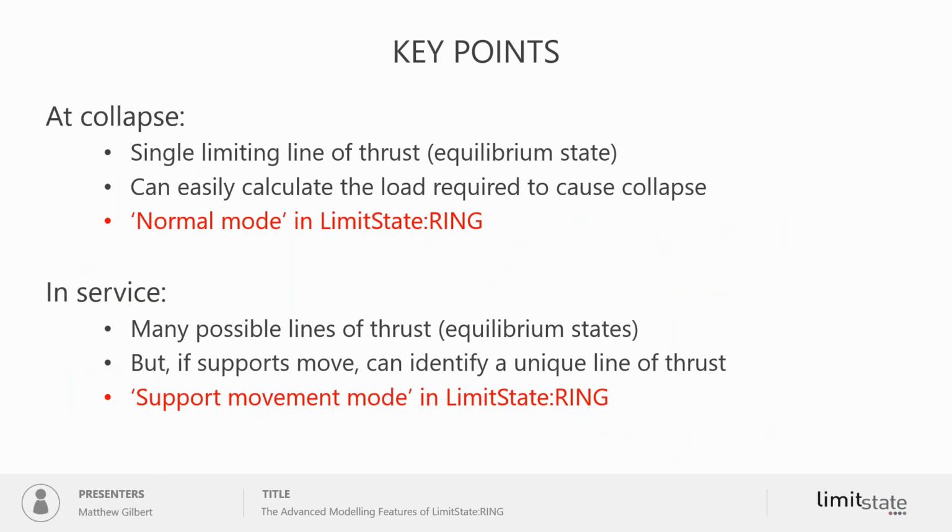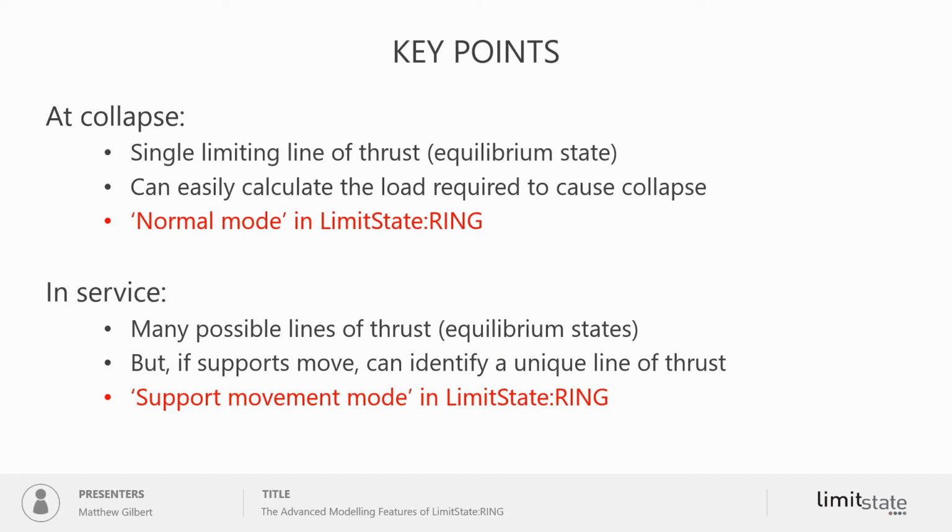So the normal usage mode of the software is to try to work out what the ultimate limit state or collapse limit state of the structure is. At that point, we have a single line of thrust or equilibrium state, which we can easily calculate using LimitState Ring, as we've seen.